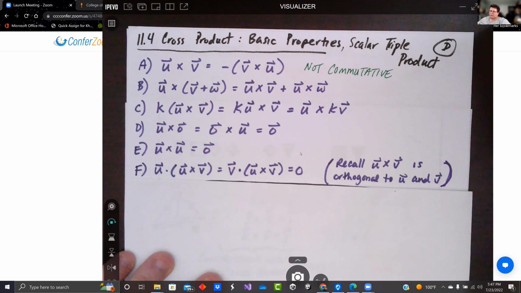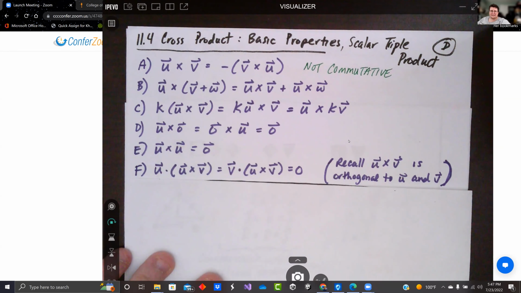It is distributive though. U cross V plus W is U cross each of those vectors individually. U cross V plus U cross W. Just like the dot product, when we multiply a scalar into it, we can only apply it to one of the vectors. So K times the cross product of U and V is either KU crossed with V or U crossed with KV.